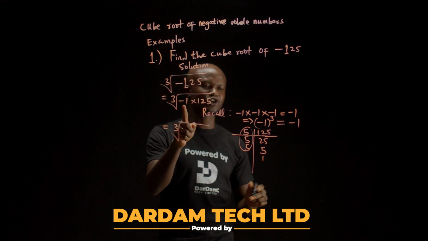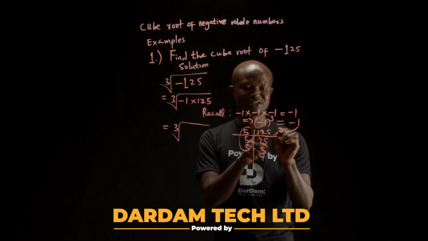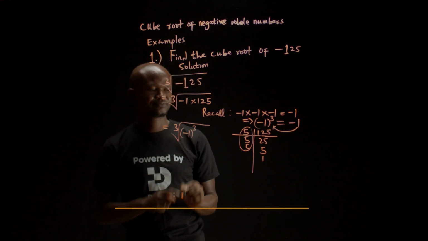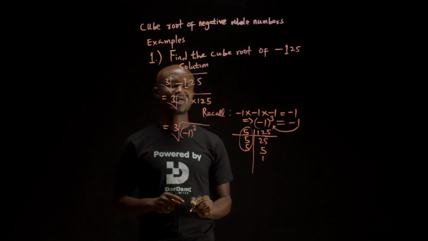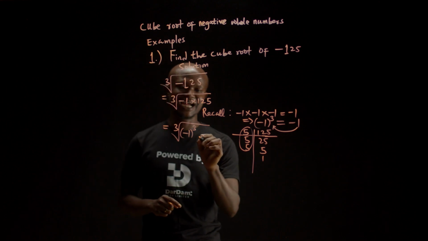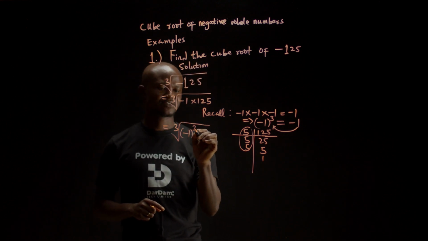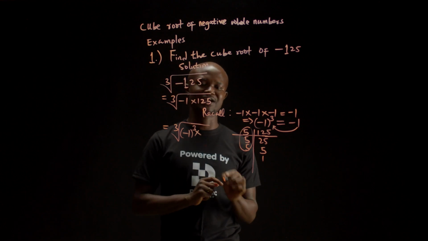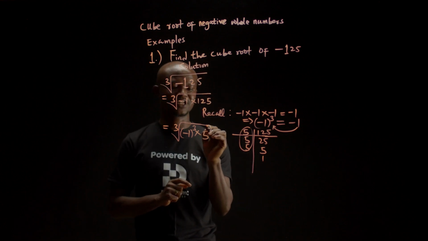So in that case, now, we have this to be the cube root of what? Instead of writing minus 1, I will replace it with minus 1 raised to the power of 3, then times, what do we have here? 1, 2, 3. This is 5, 5 raised to the power of 3.